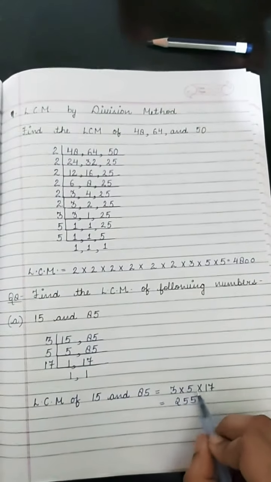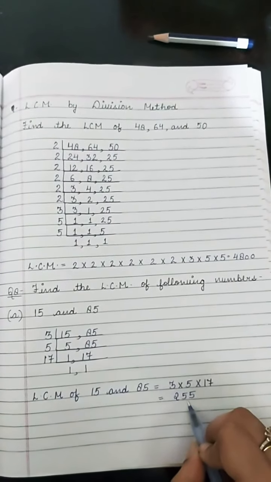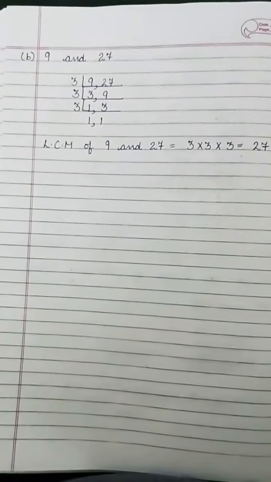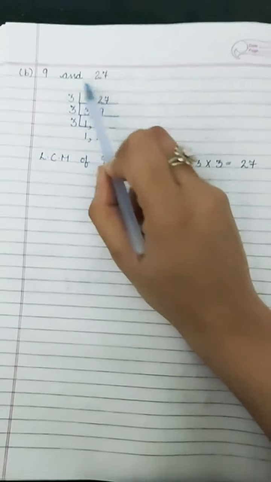3 into 5 into 17. The answer is 255. Now the B part is 9 and 27.